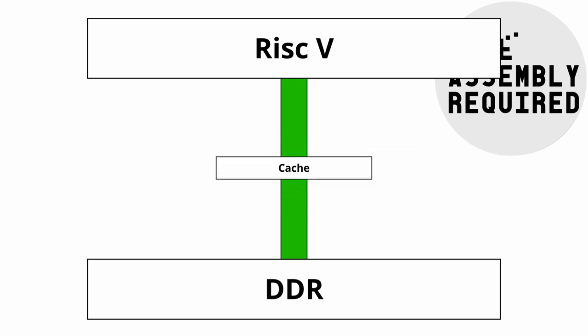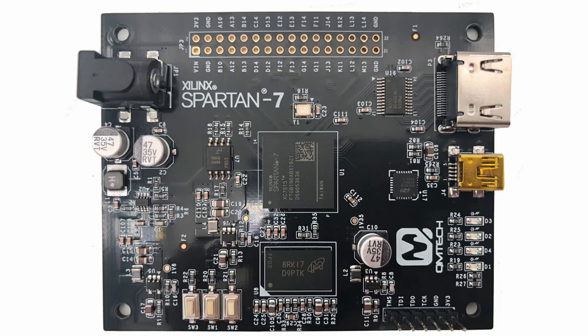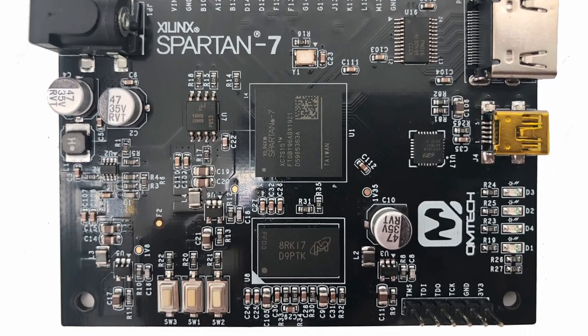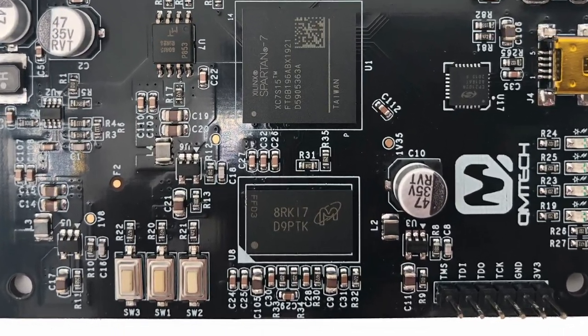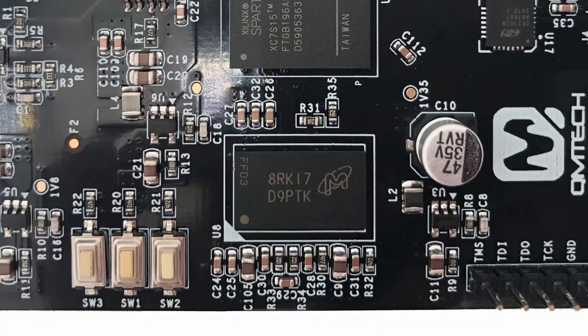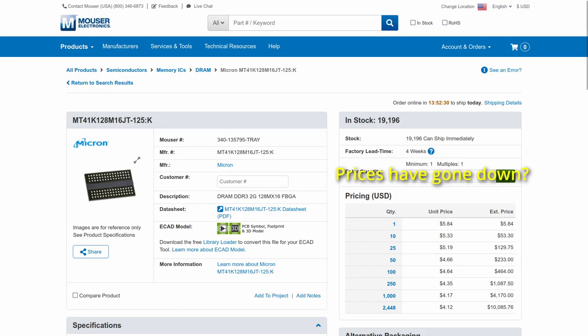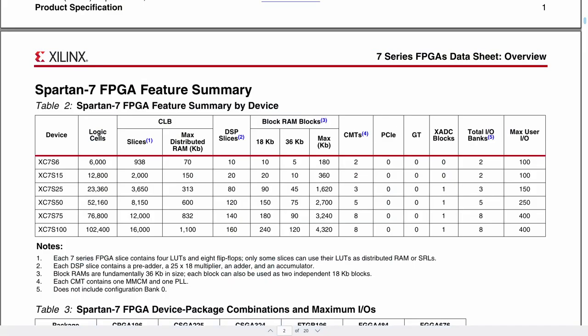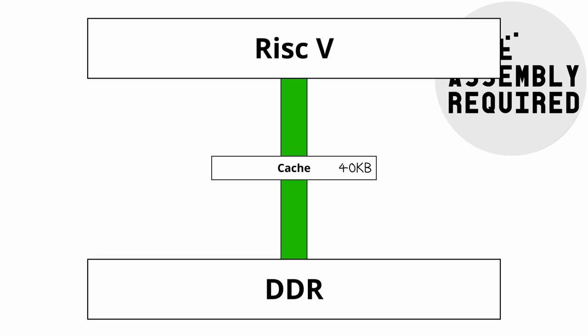For our project, we're using the QMTech FPGA development board. It has 256 megabytes of DDR3 memory, which costs about $8. For the fast memory, we're using the memory inside the FPGA itself. The Spartan 7S15 has 40 kilobytes of block RAM, which we can use as 10 blocks of 4 kilobytes each. The RiscV CPU uses one block, so we have 36 kilobytes we can use as cache.